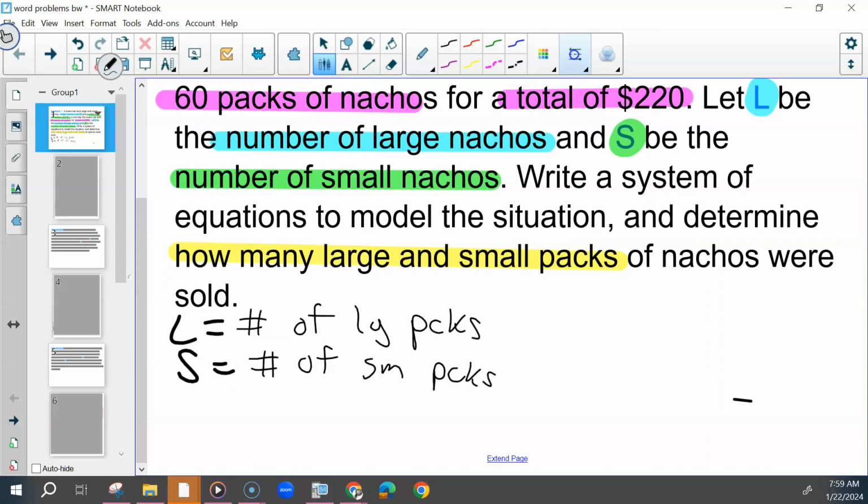Because if you just put L equals large and S equals small, I don't know what you don't know about that. What about the large pack of nachos? The number of, or sometimes the cost of. Alright, then we need to set up the two equations.